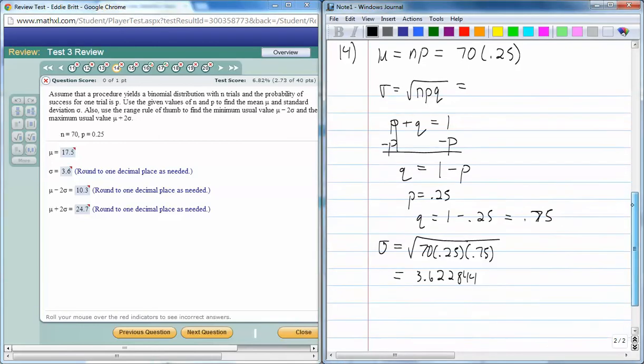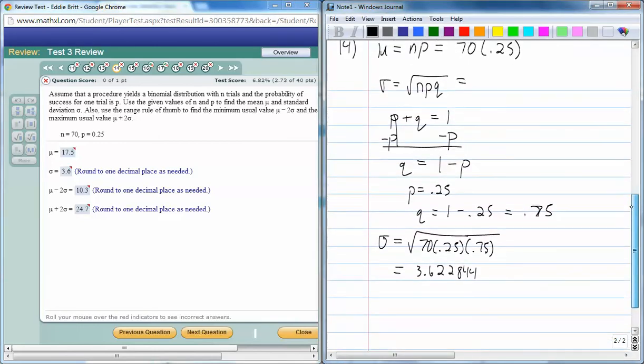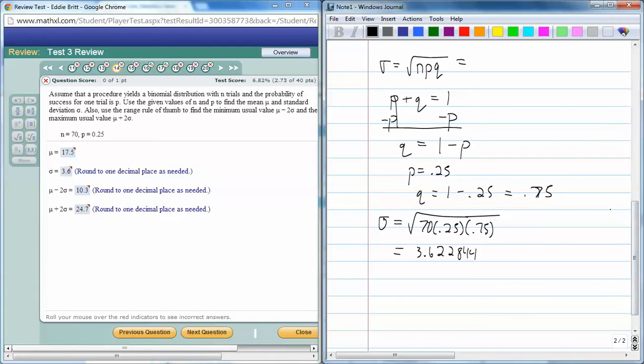So when I do this, I try not to plug in rounded values. I try to harp on that. But when you're plugging things in formula, even plugging in 3.622844, that's a rounded value. So when you plug things into other formulas, if you can keep the numbers exact or as close to exact as possible, you need to do so.